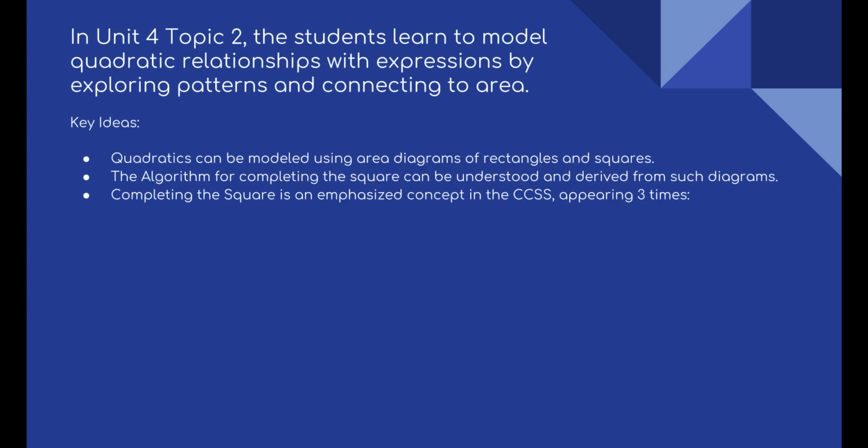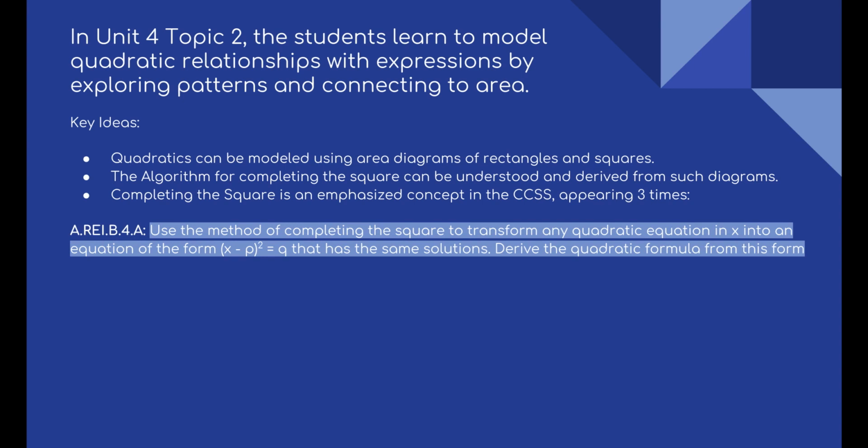In Unit 4, Topic 2, the students learn to model quadratic relationships with expressions by exploring patterns and connecting to area. Quadratics can be modeled using area diagrams of rectangles and squares. The algorithm for completing the square can be understood and derived from such diagrams. Completing the square is an emphasized concept in the Common Core State Standards, appearing at least 3 times.